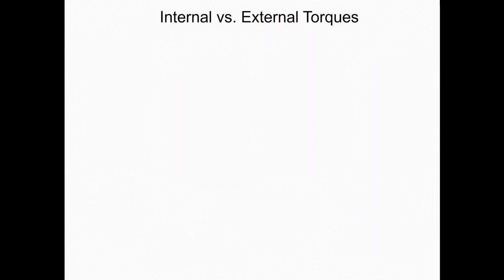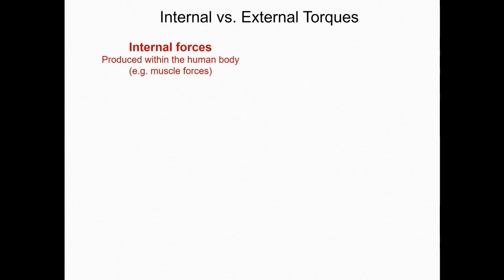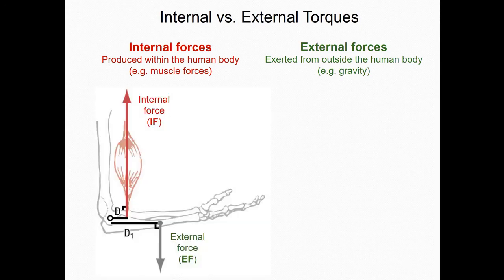Now that we have a basic understanding of what a torque is and how it's defined, we can consider the difference between internal and external torques. Internal torques are going to be those torques that arise from internal forces. An internal force is produced within the human body, such as the force produced by a muscle. External torques are those torques that arise from external forces. An external force is exerted from outside the body. External forces could include the forces due to gravity or the resistance imposed by a therapist.